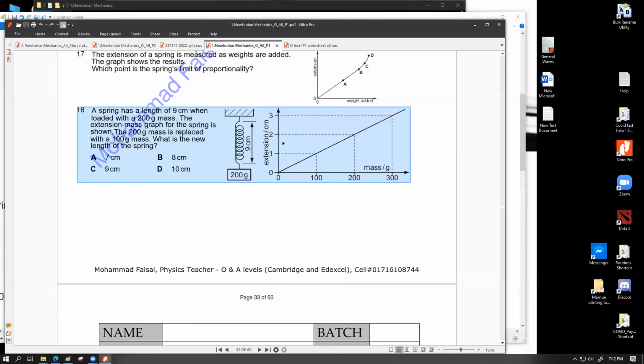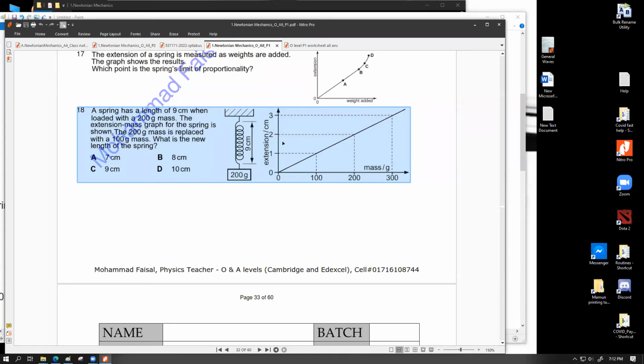200 gram mass, original length is 7, 8. Oh, there is some reverse calculation that you have to do. This is a nice question actually. I was not reading it properly. I think it's still B because when it was 200 grams, the extension was 2. So we know when it's 0, it's 7. So when it's 100, it's plus 1, so 8, so B. Yes.